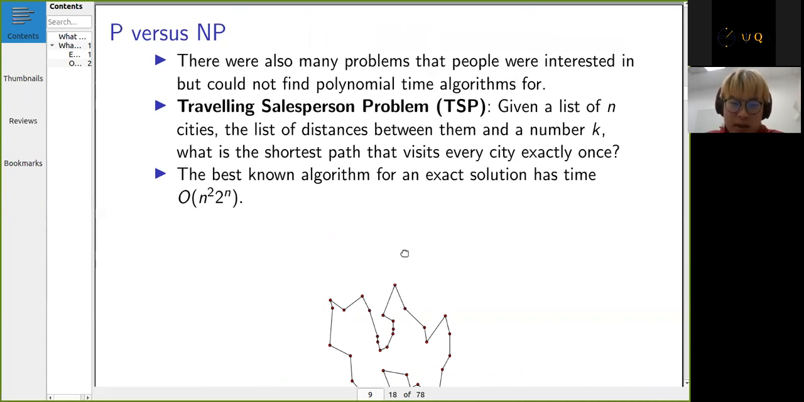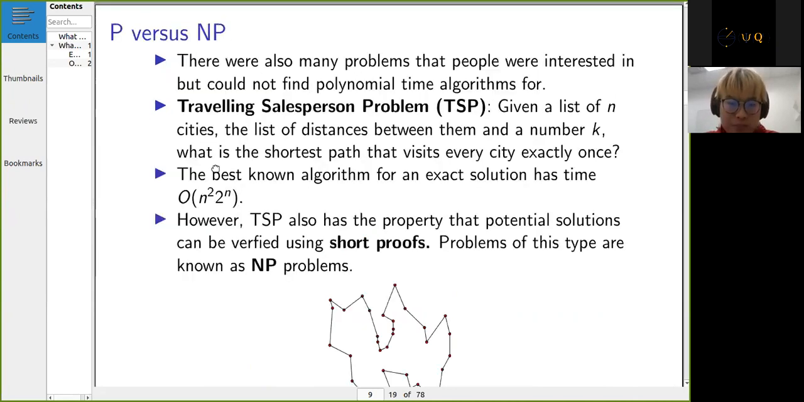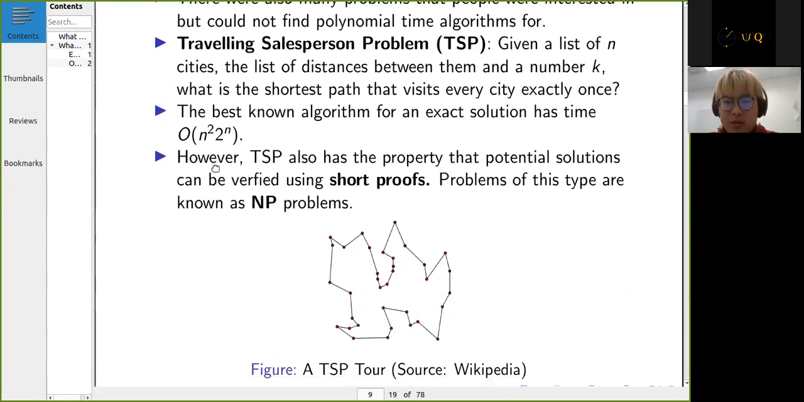Today, the best known algorithm for an exact solution has exponential time, around 2 to the n time in the number of cities. So this is not a very efficient algorithm. However, this traveling salesperson problem does have the property that potential solutions can be verified quickly using short proofs. So let's say that I have a traveling salesperson problem, and someone else tells me what the answer to that problem might be. If I don't trust that person, I can still take their answer and check myself whether or not that is actually the correct answer in an efficient way.